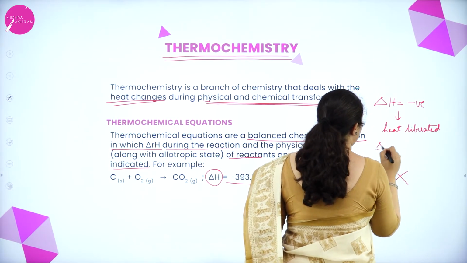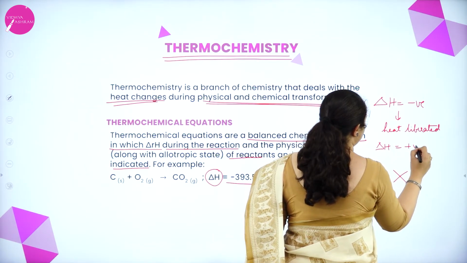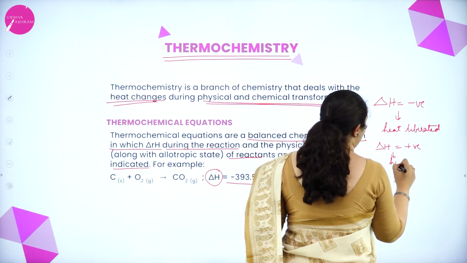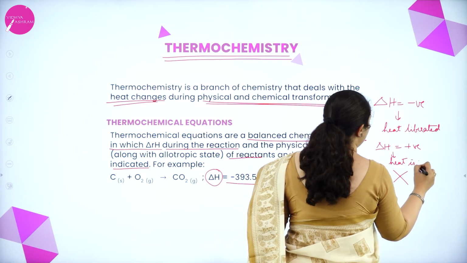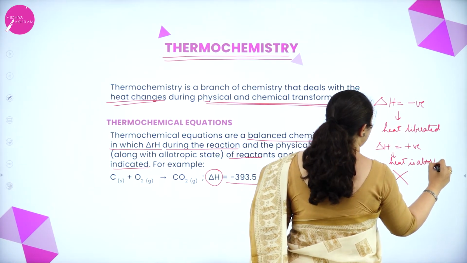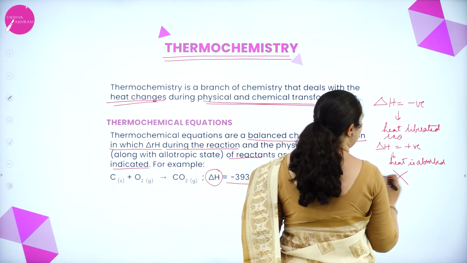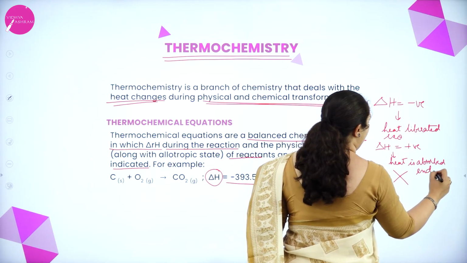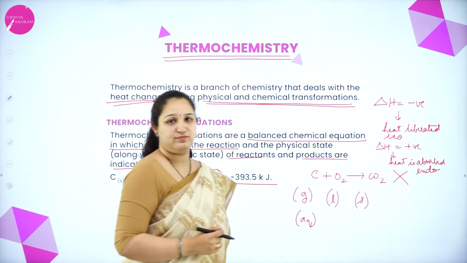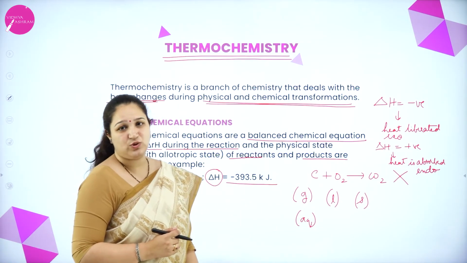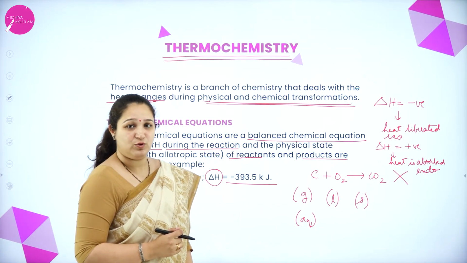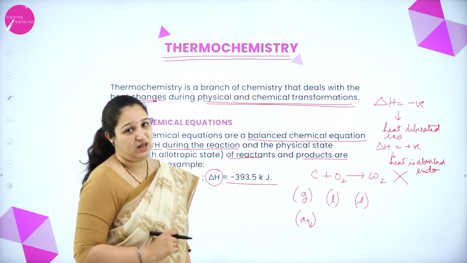When delta H is positive, heat is absorbed for the reaction. And when heat is liberated, we call it an exothermic reaction. This is an endothermic reaction. So, these are the things which you need to remember to write a thermochemical equation.